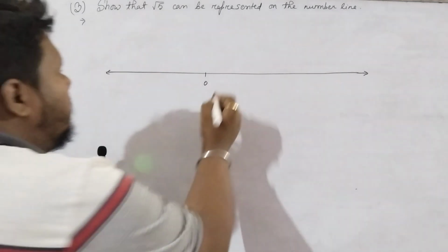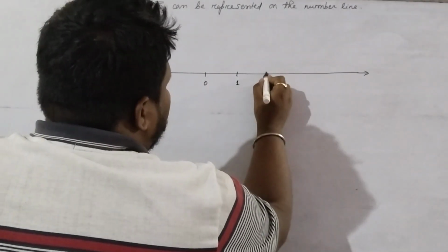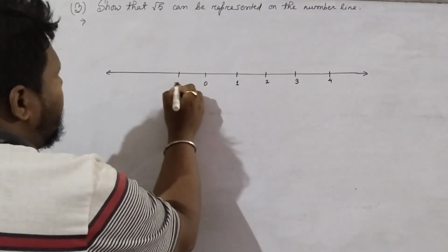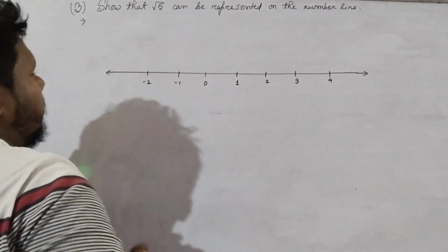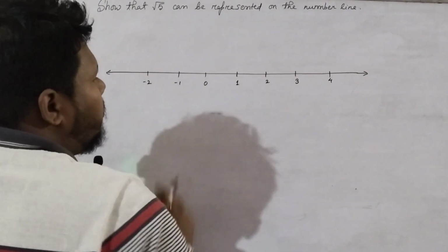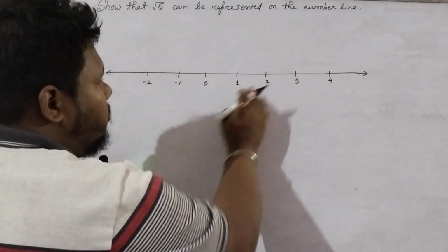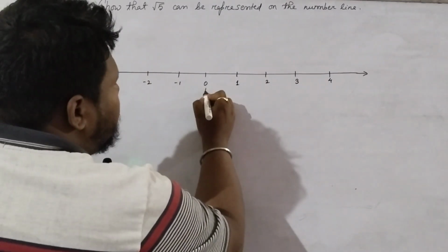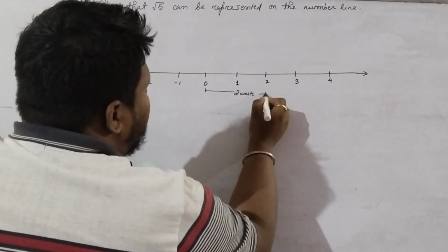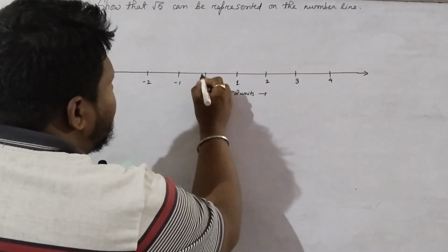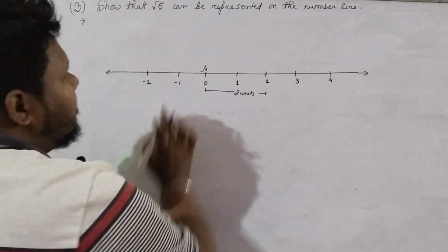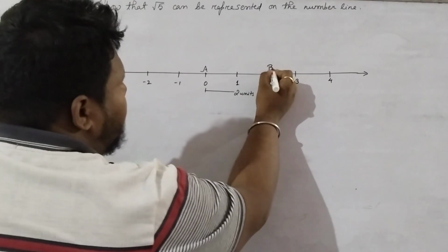Okay, so here I'm plotting the numbers at equal distances. Here also -1, -2. Now I have to represent root 5. From 0 to 1 it is 1 unit, 1 to 2 it is again 1 unit, so from 0 to 2 it is 2 units, right? But I have to consider it as a line segment. So let us take this as point A and this one as point B.